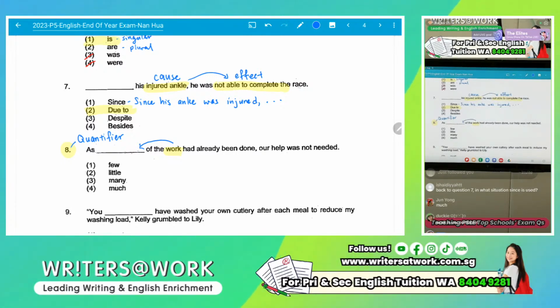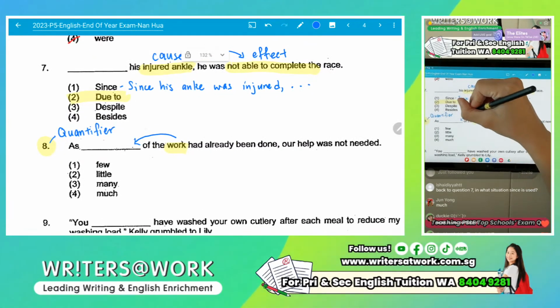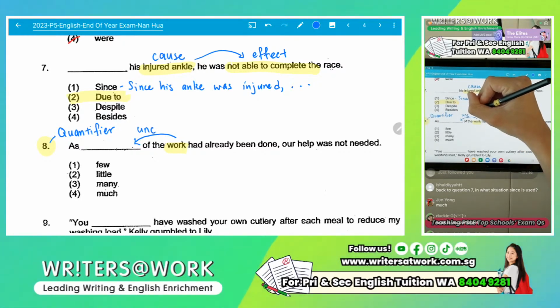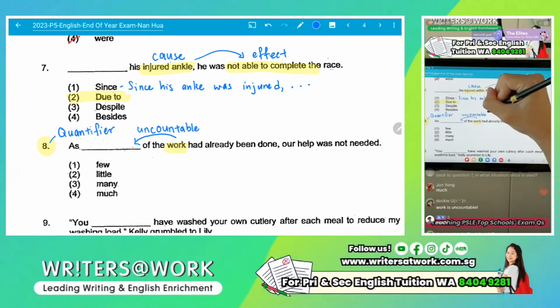Okay, Jin Yong has their answer in, and Ducky also. Right, work is uncountable, right? What do I mean by uncountable now? You do not say I have 1 work, 2 works, 3 works to do, right? You just say I have work to do. So it's an uncountable noun.